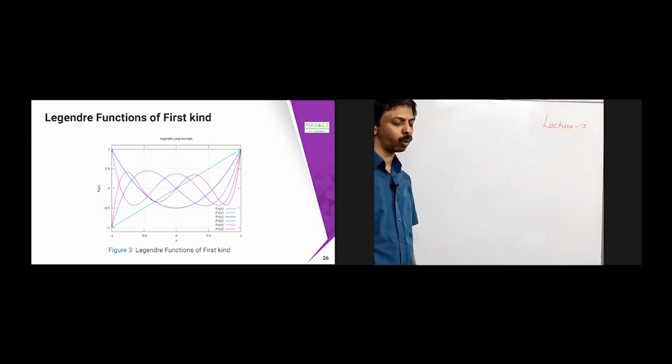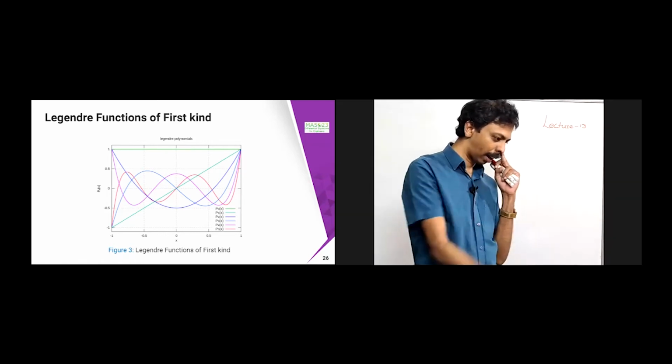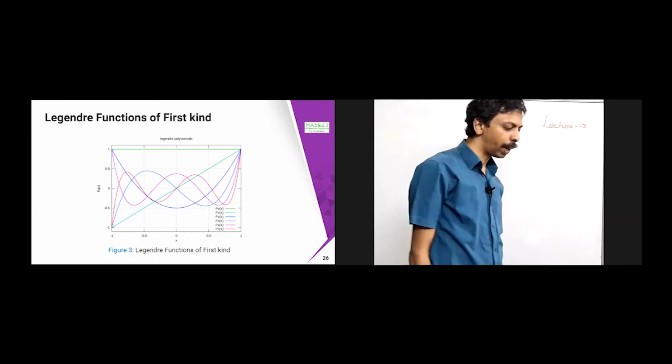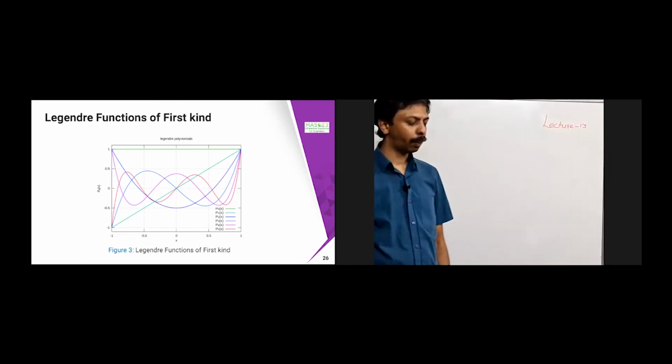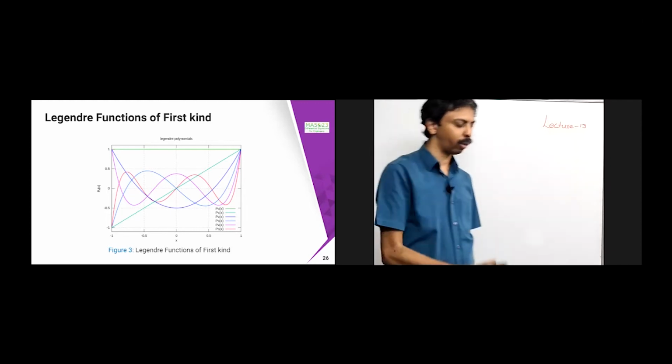So P naught of x, P1 of x, P2 of x we have seen. We know that P naught of x is constant, therefore you can see that P naught of x equals 1, which is there on the top. P1 of x is x, so that is also there. And P2 of x is going to be a parabola, which is there in the blue color. And P3 of x is going to be, sorry, the cubic is going to come. That is also there. Similarly, you can get P4, P5, etc.